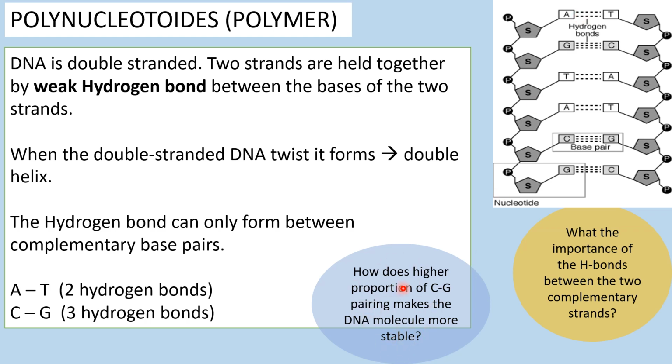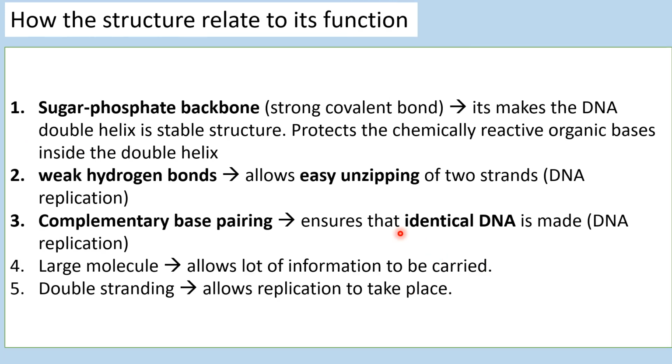This question here, we can answer it fully here. How does a higher proportion of C and G base pairing make the DNA more stable? In our DNA, we have more of these C and G complementary base pairings. We have less of A and T. Why is that important? C and G has 3 hydrogen bonds. A and T is less, it's got 2 hydrogen bonds. So if we have more of them, that means it's going to make our DNA more stable. So once we have formed our double-stranded DNA, one strand joined to the other by weak hydrogen bonds, it forms a double helix. These are the 5 points.